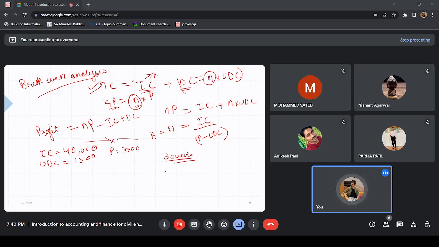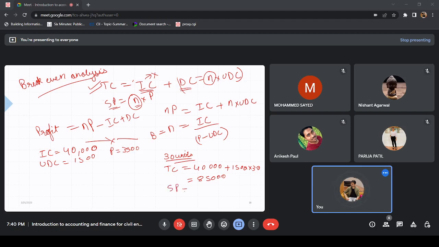Okay, so let's say that you have to produce 30 units. For 30 units, if I asked you what is the total cost, you would say it's 40,000 plus 1500 into 30, right? 85,000. Have I done any calculation mistake here? I don't think so. Okay.